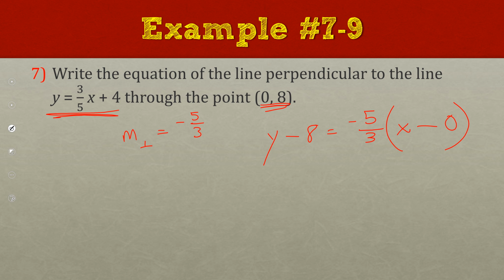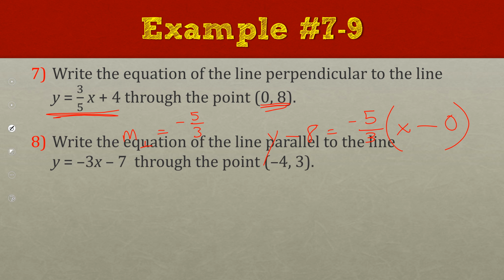And hopefully you're all bright enough to realize that we don't need the -0 in there. So we could just write it as -5/3 x, but we'll leave it in there, it won't hurt anybody. Any problems? Good. Try that one. Now it's parallel. What do you know about lines that are parallel? Same slope.